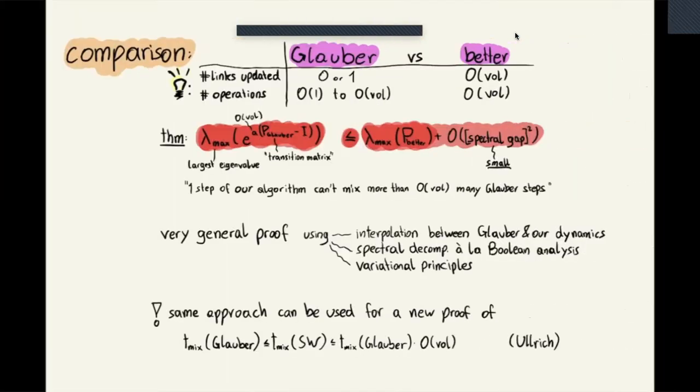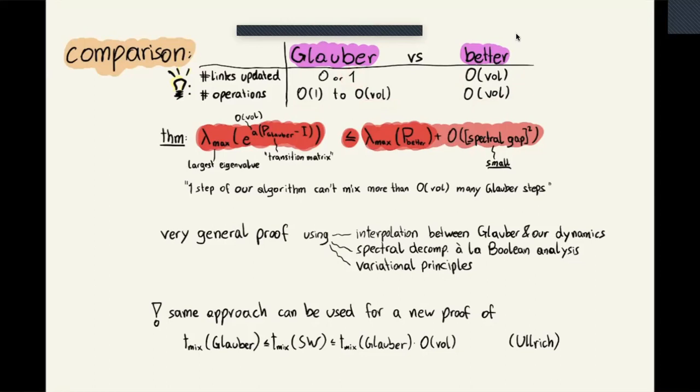So just to summarize, the number of links updated in these better dynamics is always going to be of order of the volume of the system. The number of operations to do so for one step is also order volume of the system. This is just a slide before. Now for Glauber dynamics, we update at most one link, and the number of operations needed to do so can range from order 1 to order volume of the system.